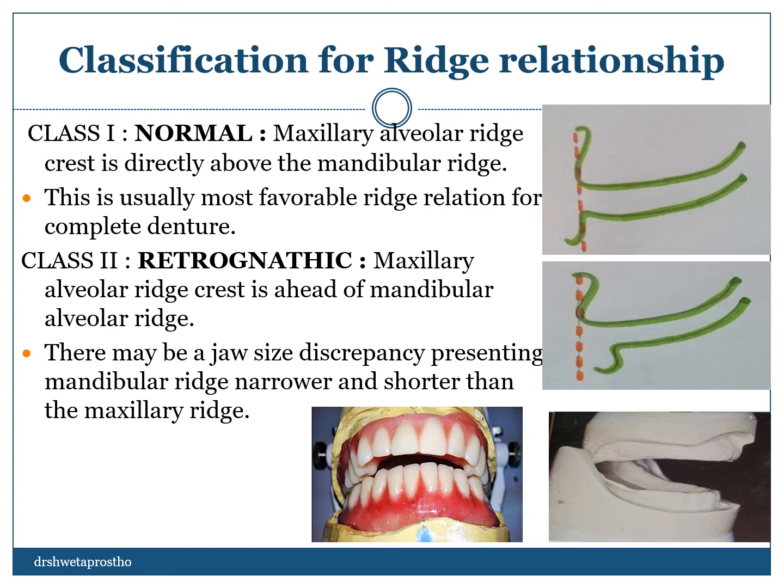In class 1 normal, as we see in the first picture at the top, the maxillary alveolar crest is directly above the mandibular ridge. This is the most favorable ridge relation and the ideal teeth arrangement can be done in this. In class 2, retrognathic, the second pictorial image, the maxillary alveolar crest is ahead of the mandibular alveolar ridge. This can be due to jaw size discrepancy also, presenting the mandibular ridge narrower and shorter than the maxillary ridge. The teeth arrangement should be considered here.